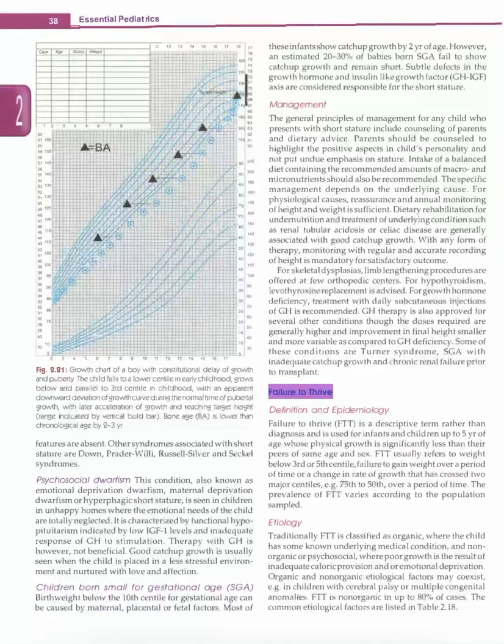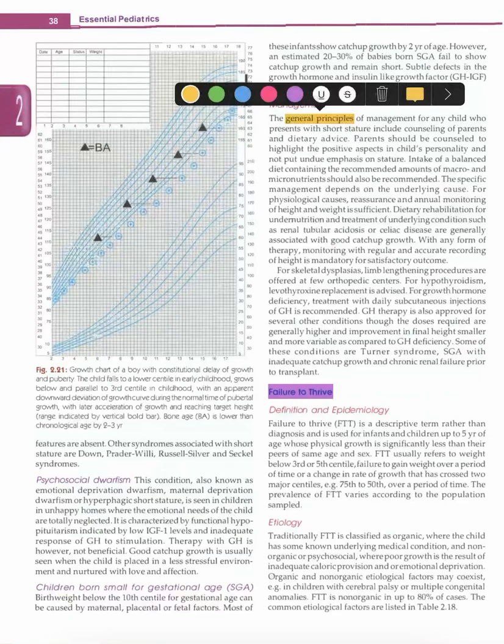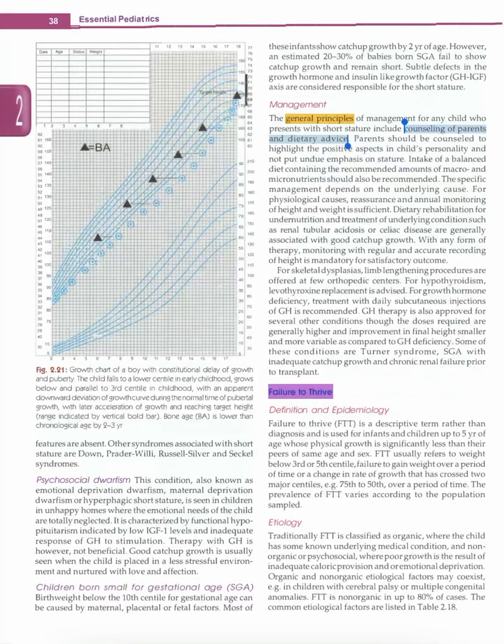Management. The general principles for management of any child who presents with short stature include counseling of the parents and dietary advice. Parents should be counseled to highlight the positive aspects of the child's personality and not put undue emphasis on stature. Intake of a balanced diet containing the recommended amount of macro and micronutrients should also be recommended. The specific management will depend on the underlying cause.